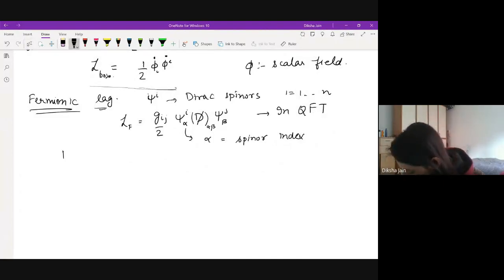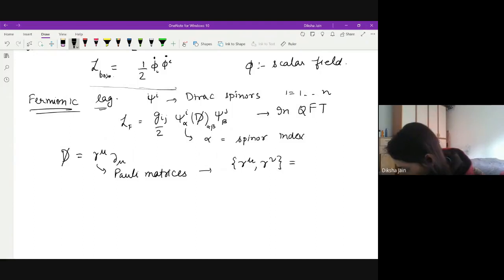So what was D slash? If you remember, D slash is usually gamma mu D mu, and gamma mu are your gamma matrices. And what do gamma matrices obey? They obey this algebra, that the anticommutator between gamma mu, gamma nu is, in my notation, -2 G mu nu. If you have done the QFT course with Arnabda, he usually takes this notation, so I'm sticking to that.